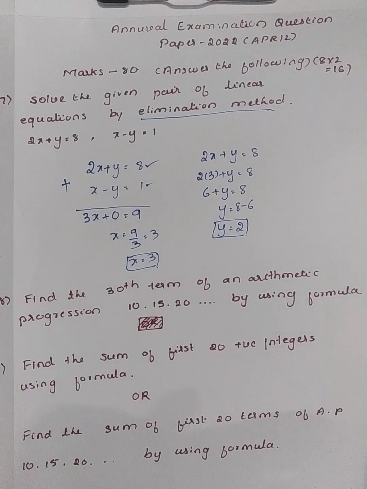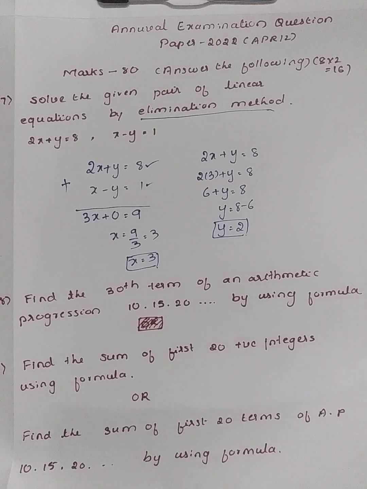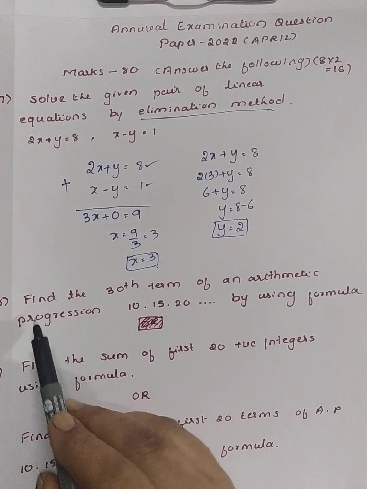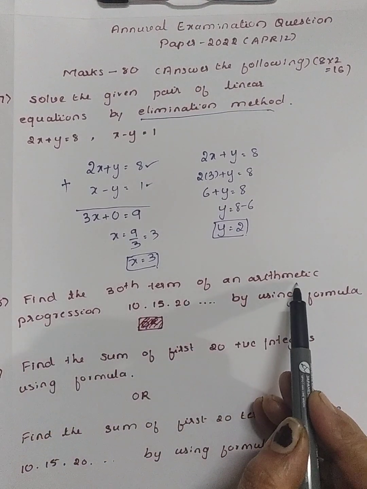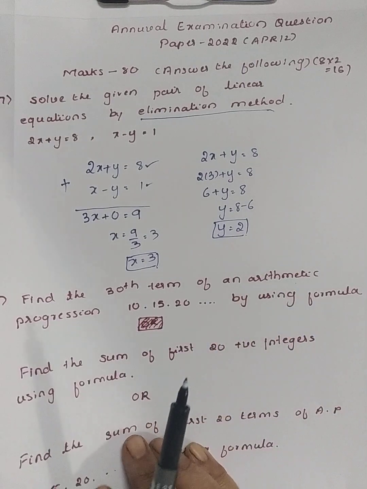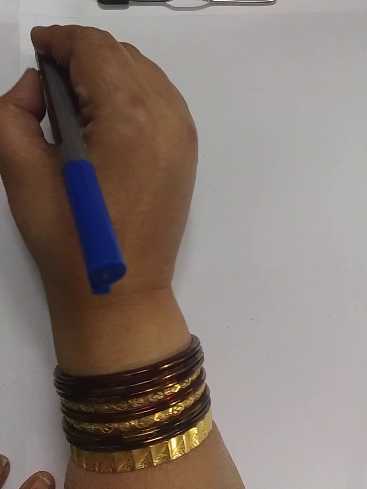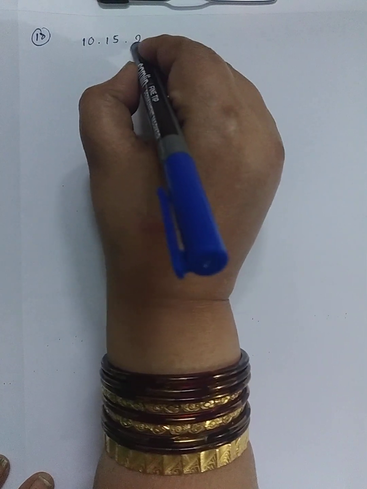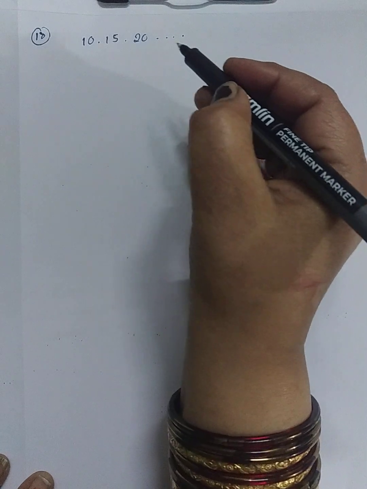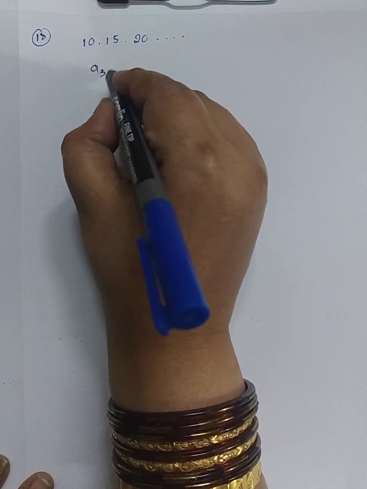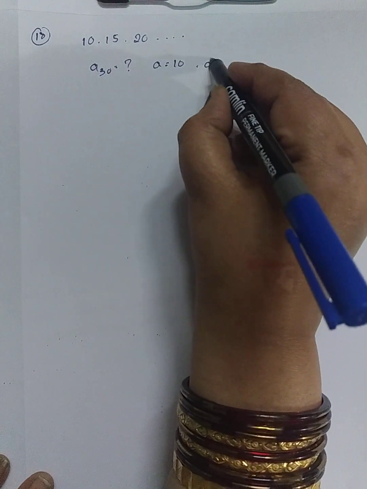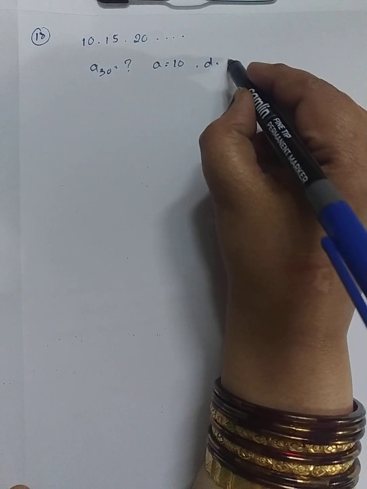Now coming to the 18th question: find the 30th term of the arithmetic progression 10, 15, 20 by using the formula. Write down the question. The arithmetic progression is 10, 15, 20, and you have to find the 30th term, that is A30. Here the first term a is 10 and the common difference d is 15 minus 10, that is 5.